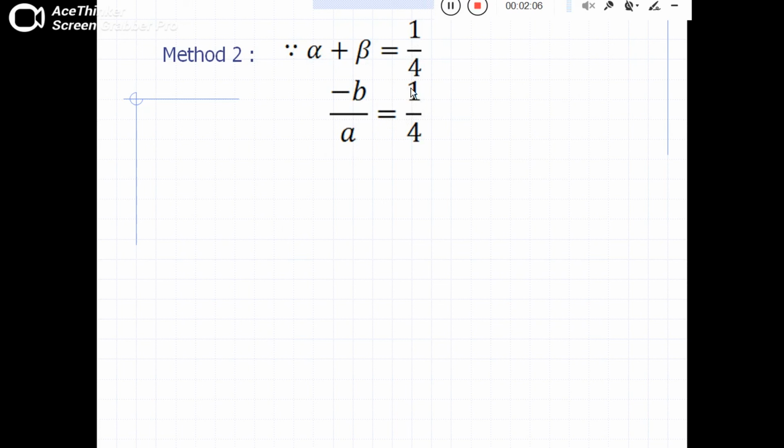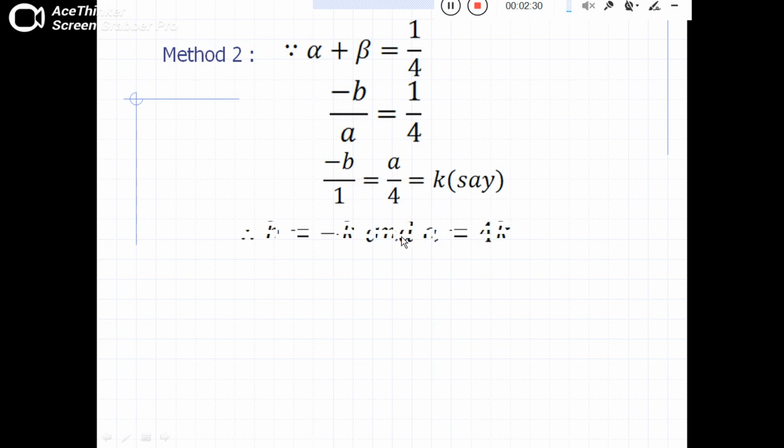So this 1 you can write in the place of a, and this a in the place of 1. So you will get minus b upon 1 equals a upon 4, which we suppose equals k. Now b is equal to minus k and a is equal to 4k from this equation.